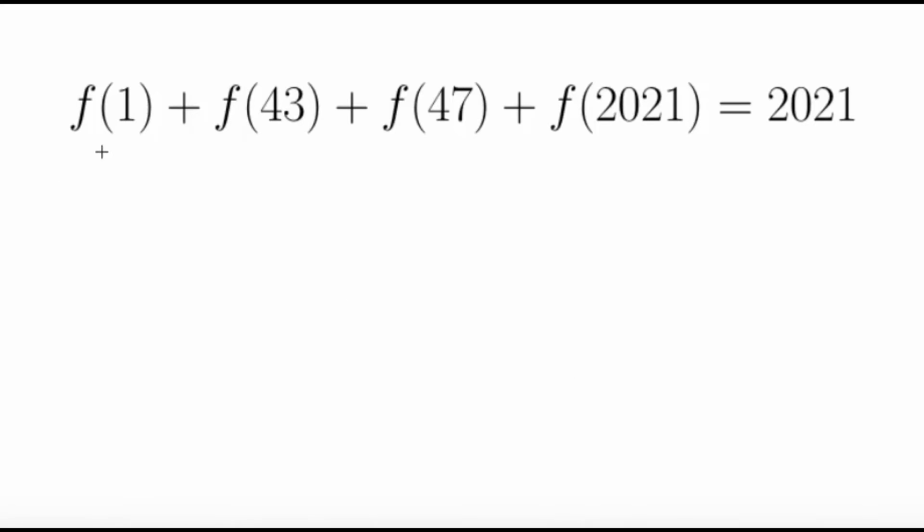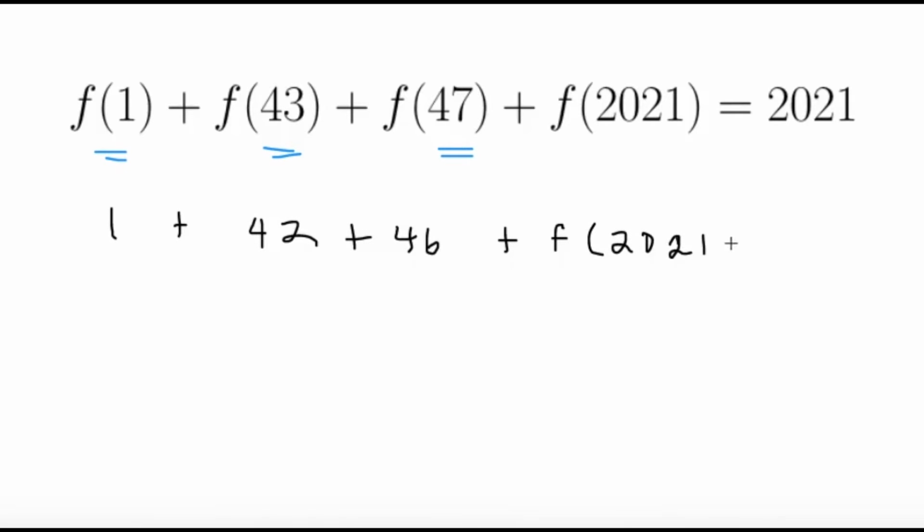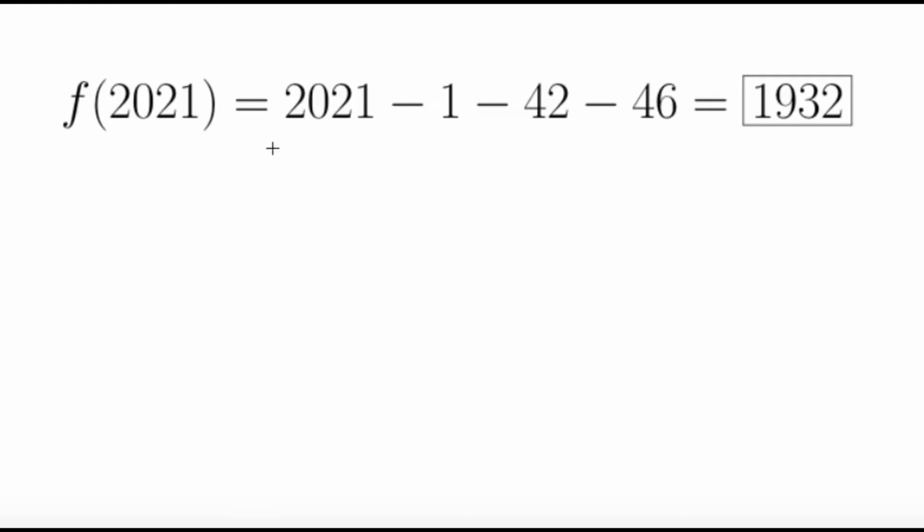So going back, we know that f of 1 plus f of 43 plus f of 47 plus f of 2021 equals 2021. Since we already know these three values, we have 1 plus 42 plus 46 plus the desired value of f of 2021, which gives us 2021. All we have to do is solve for f of 2021. So f of 2021 is 2021 minus 1 minus 42 minus 46. Simplifying this, we get the answer of 1932. And this will be our final answer.